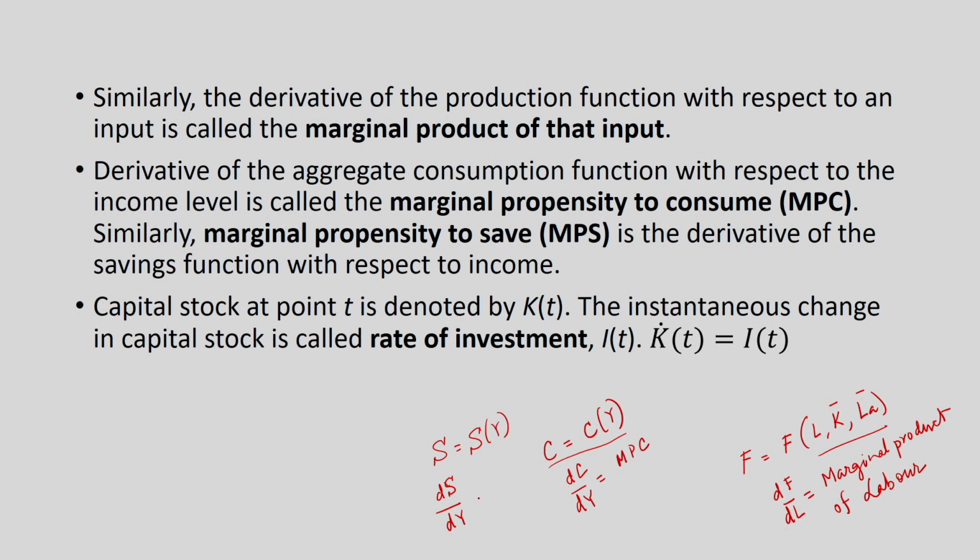This is dS/dY, and this is called the MPS, marginal propensity to save.